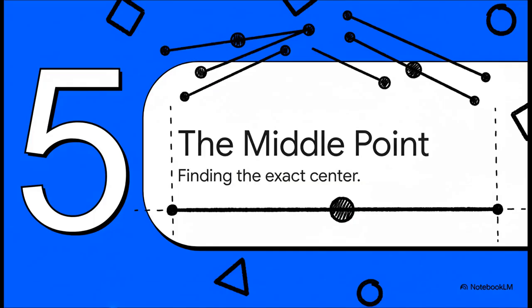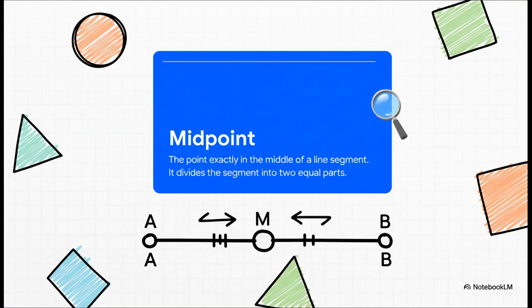We are on our very last topic for today. You guys are doing great. Let's go back and think about the line segment for a minute. Remember, it's the one that has a start and an end. And because it stops, it has a certain length. And if something has a length, we can find its exact middle. And that middle point has a perfect name, the midpoint.